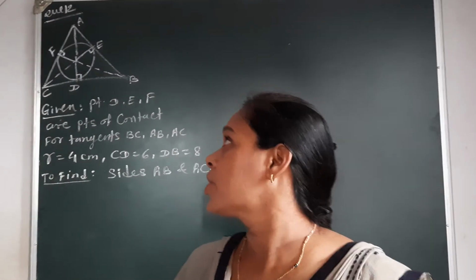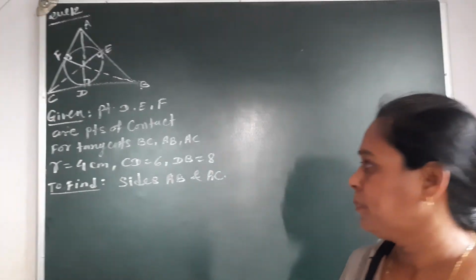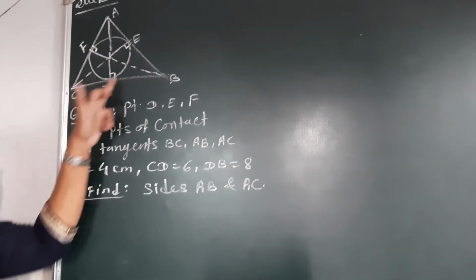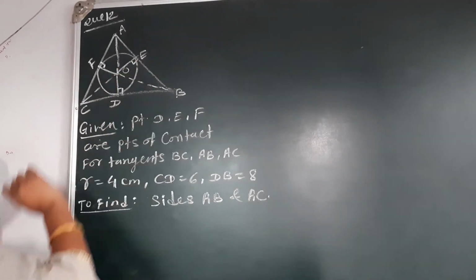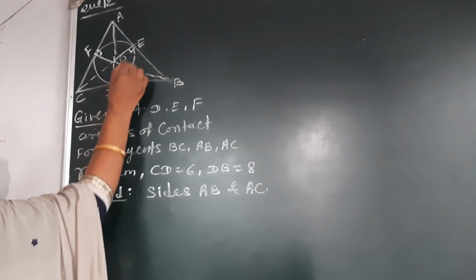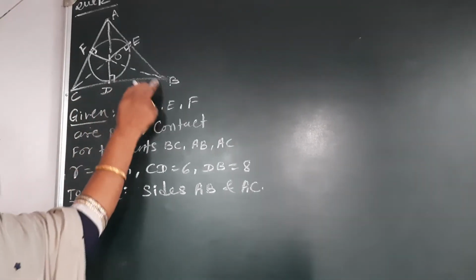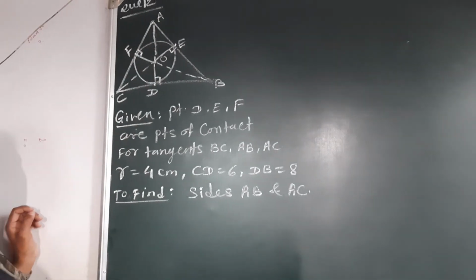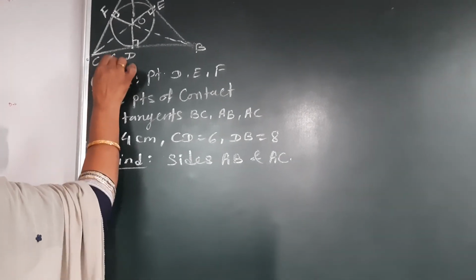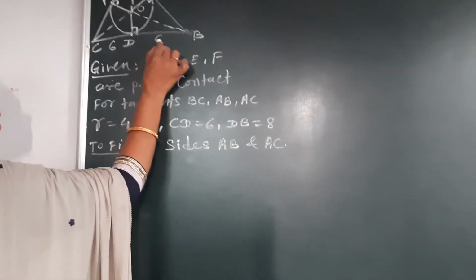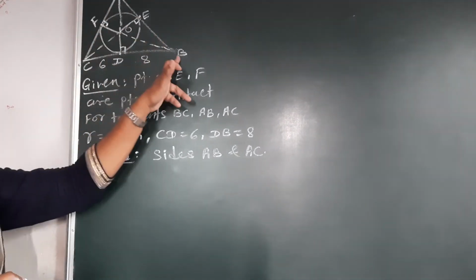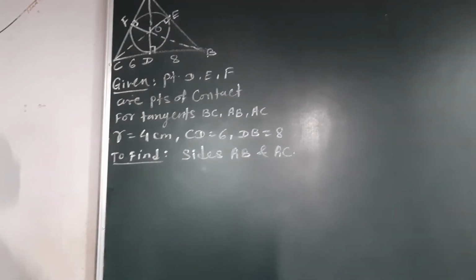Now see the next question, question number 12. In this triangle ABC, a circle is inscribed with center O, and D, E, F are the points of contact for tangents BC, AB and AC respectively. The length of segment CD is given as 6 and DB is given as 8, and you have to find the lengths of AC and AB by using this information.